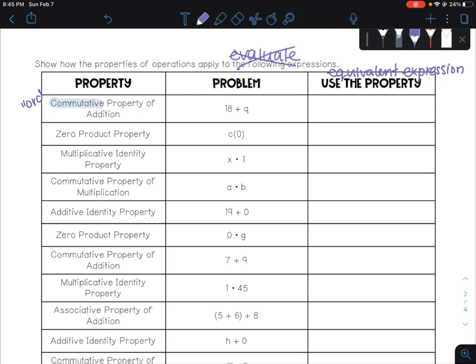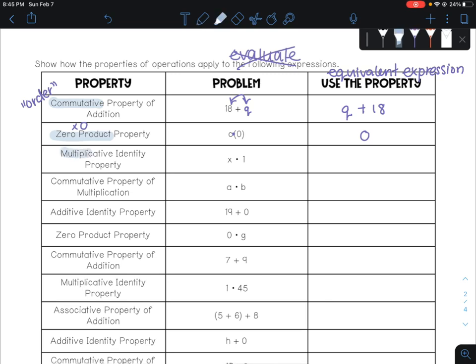So first up, the commutative property of addition. Remember, that means to change the order. So if I have 18 plus Q, we're going to flip it around: Q plus 18. And those are equal based on the commutative property. The zero product property means times 0, like we talked about earlier. So if we have C times 0, that's going to be 0.